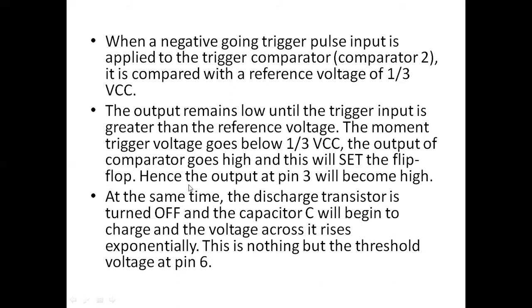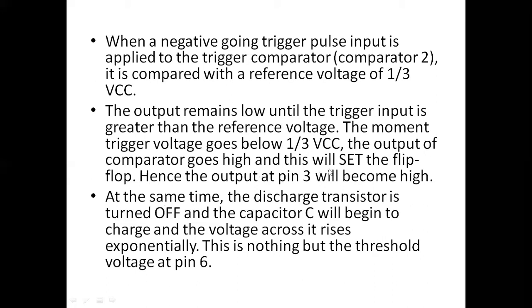Whenever the transistor is on, the capacitor is connected to ground potential, and hence the capacitor discharges completely to 0 volts. When the negative trigger pulse is applied, at comparator 2 we have the comparison between 1 by 3 VCC and the negative going trigger pulse, which is less than 1 by 3 VCC. The output of comparator 2 will be high and it sets the flip-flop.